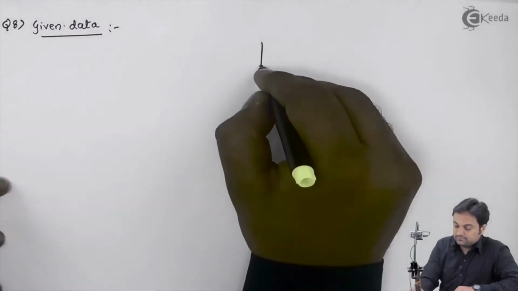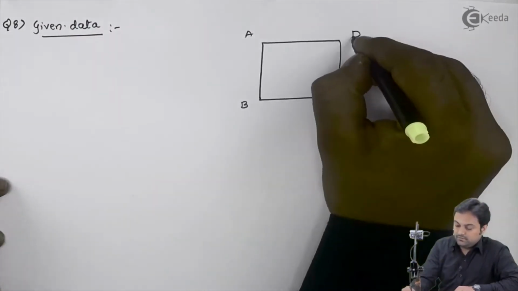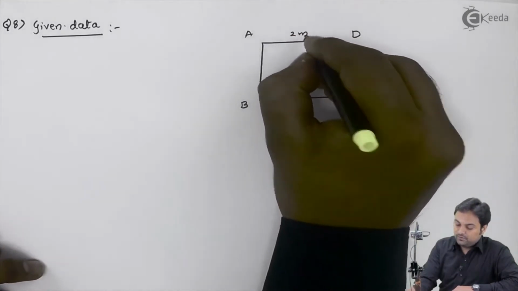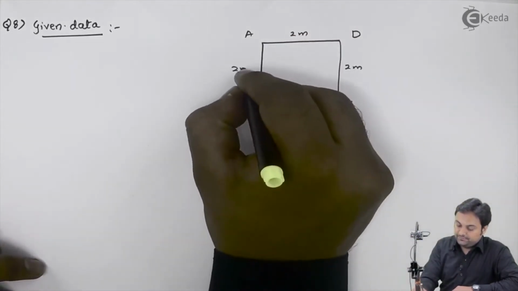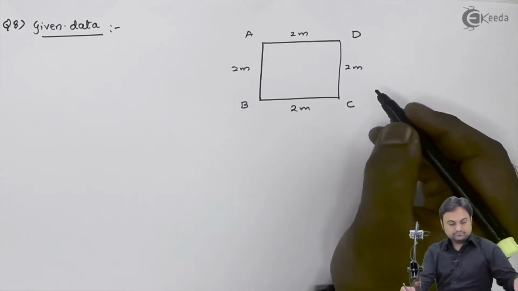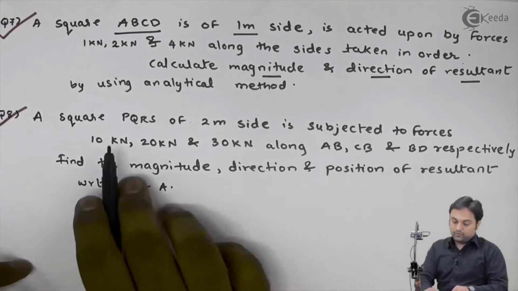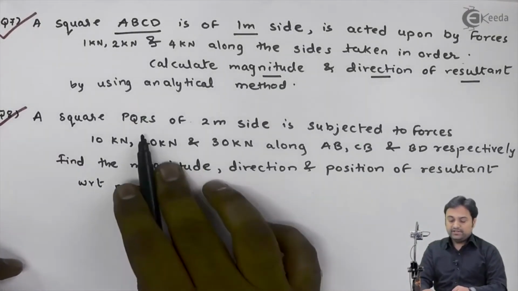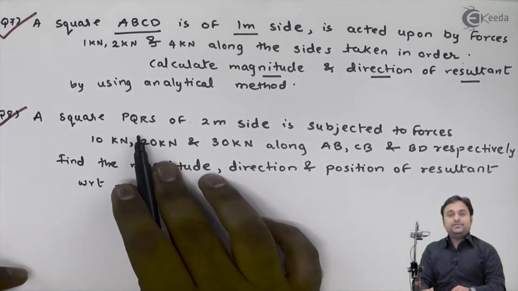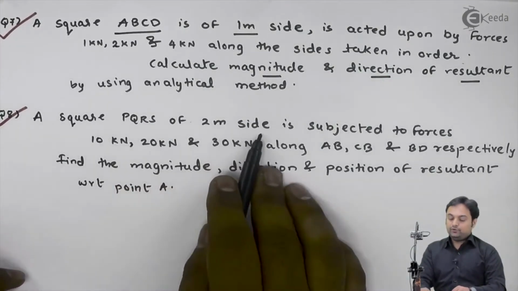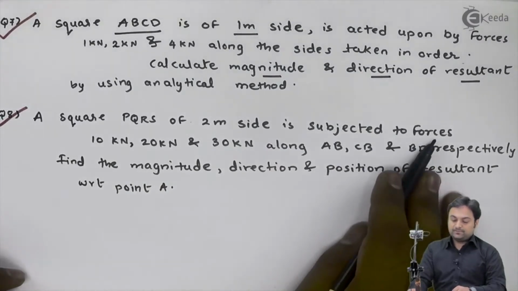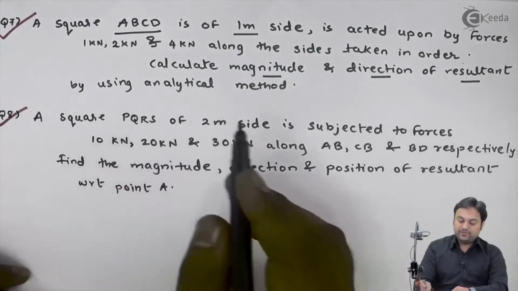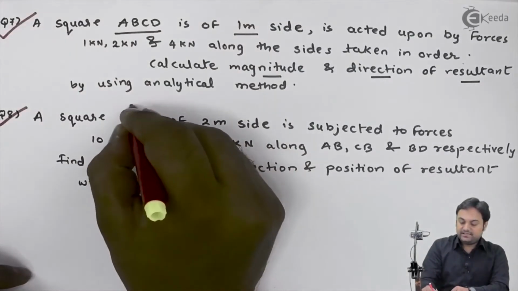So here again I will write the data first. We are into question number 8. Here we have square ABCD whose sides are of 2 meter given. Next, square PQRS of side, okay, here it is given as PQRS, so instead of ABCD I would be writing it as PQRS of 2 meter side is subjected to forces. Okay, so what we'll do here, instead of PQRS I will just write it as ABCD.